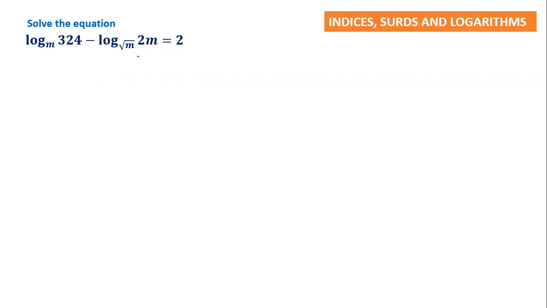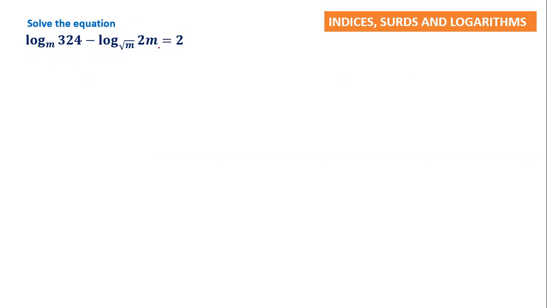When you want to do a log question, always remember the base of the log should be equal so that we can solve the question easily. If you look at this question, this is base m, and this one is base square root of m. Actually, we have a shortcut for this question, but I don't want to give you the shortcut first. I want to give you the actual flow of this question, slowly.